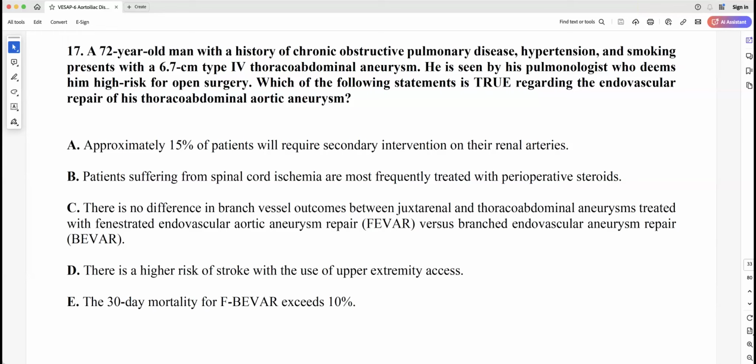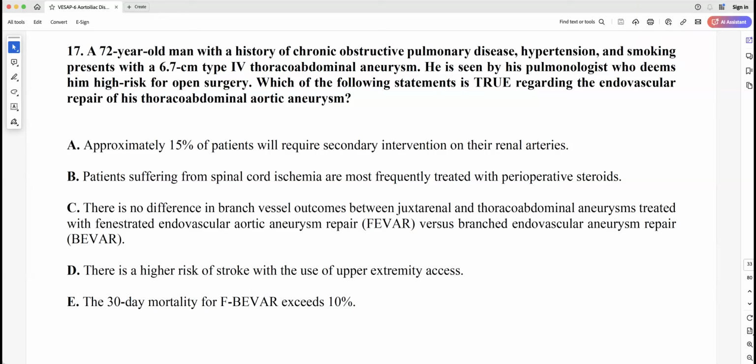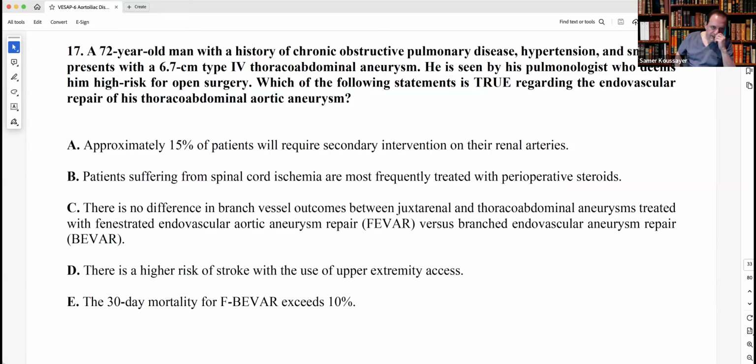Patients suffering from spinal cord ischemia are most frequently treated with perioperative steroids. So what they're trying to tell you, or there was a question, is that if you do a FEVAR or BEVAR, and the next day you see the patient has paraplegia, what do you do first? I think the patient needs urgent drainage. Yeah, right. So you need a drainage. For patients with spinal ischemia after EVAR or BEVAR, they don't give cortisone. I mean, you may give cortisone, but it's not the treatment.